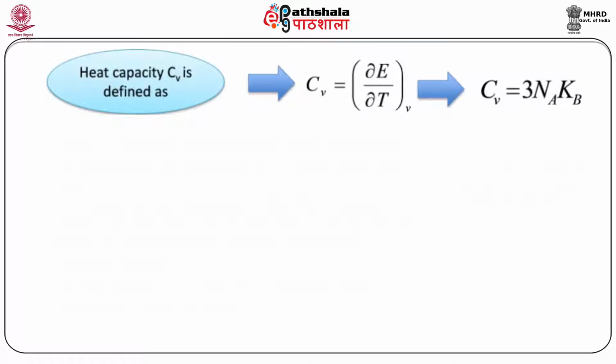Now it follows that the heat capacity at constant volume CV is defined as the partial derivative of the total energy with respect to temperature at constant volume. Consequently, if you apply this formula to the already obtained result for the total energy, you get CV equal to 3 NA kB. This is the famous Dulong-Petit law, which is valid only at high temperatures. As you can see, this particular value of CV is completely independent of the temperature.